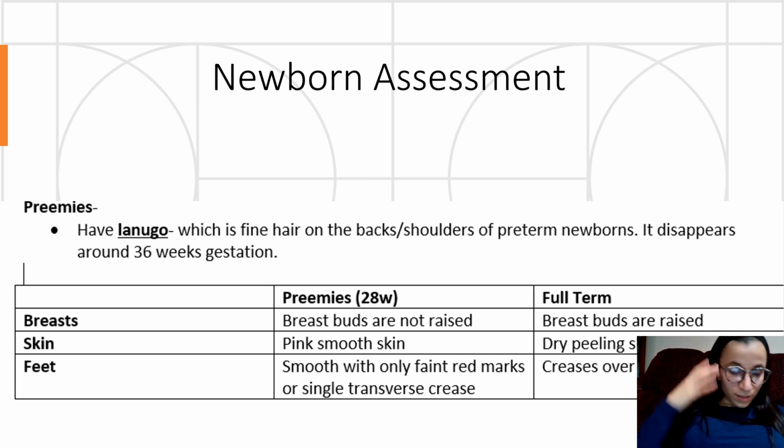So here's a little bit of difference between preemies and full term. Like a preemie at 28 weeks versus a full-term baby. The breasts are not going to be raised with a preemie. They are going to be raised with full-term. Preemies are going to have pink, smooth skin. Full-term are going to have dry, peeling, raisiny skin. Preemies are going to have smooth soles with only faint red marks or a single transverse crease, and full-term are going to have creases.